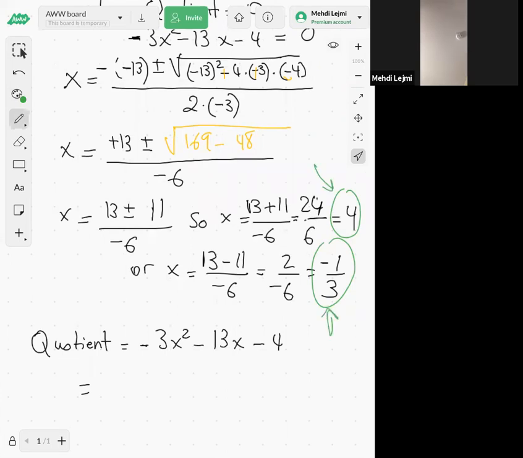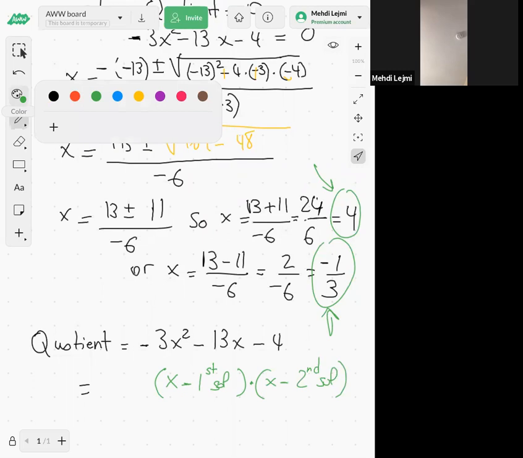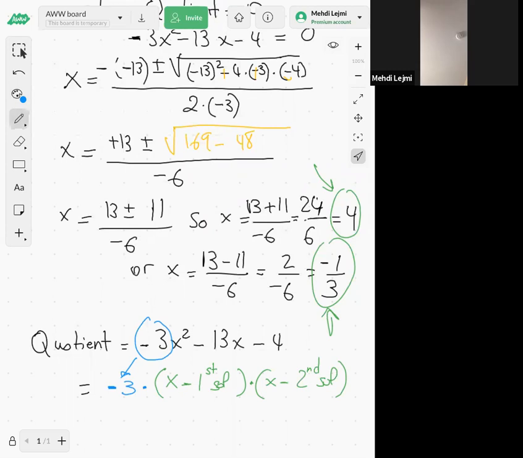The 4 and negative 1/3? So again, it should be of the form x minus the first solution you get here times the x minus the second solution. And don't forget to put in the front the coefficient of x squared. So here you have negative 3, so you have to put negative 3 in the front. So negative 3 times here, of course.